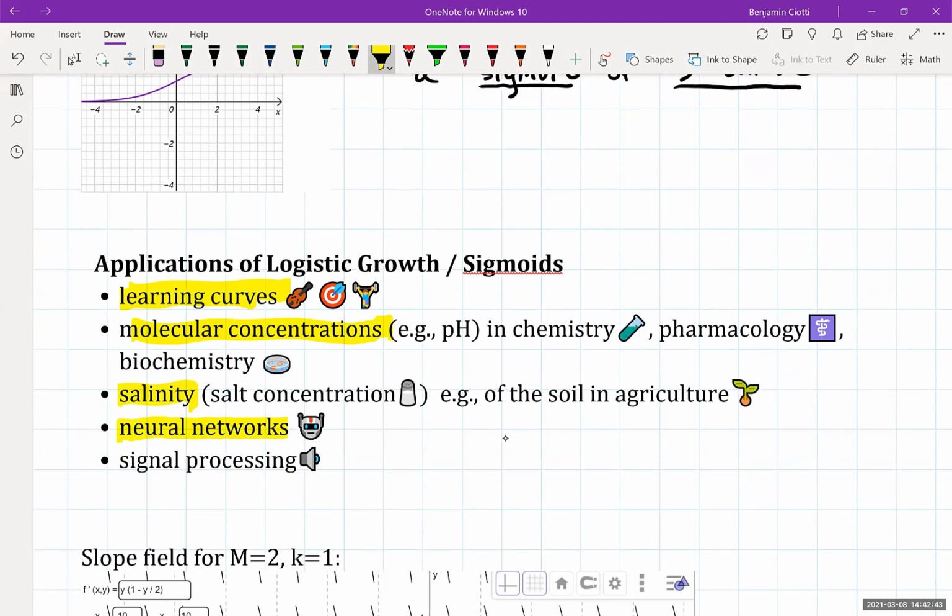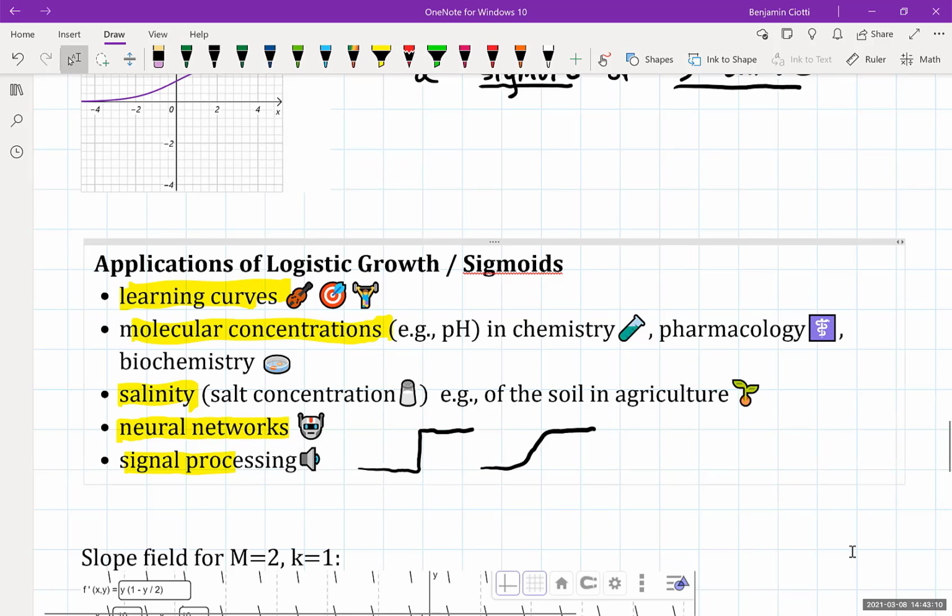Sigmoids come up in neural networks and signal processing because, for example, let's say you have an on-off signal where here it's off and now it's on. In neural networks or in signal processing, they both have bits that are either on or off. Well, it's often more useful to smooth that out into an S-shaped curve. So sigmoids are used there as well.